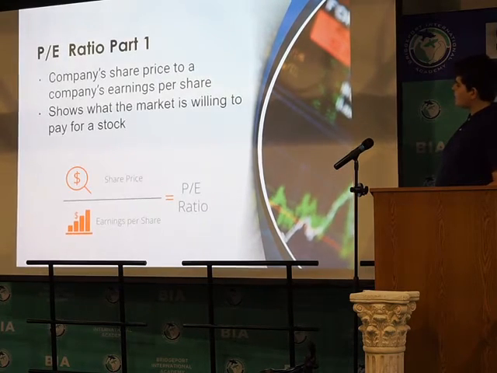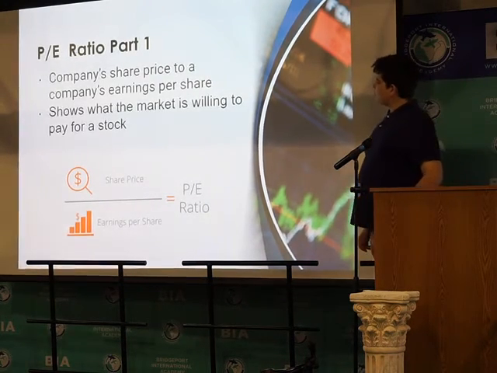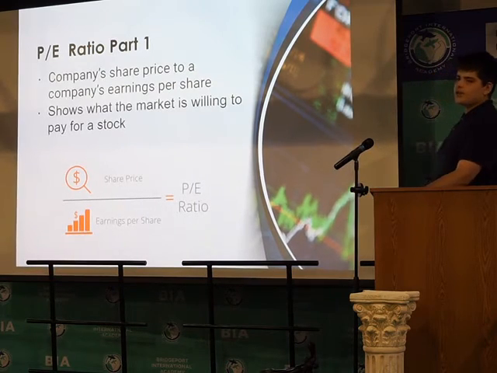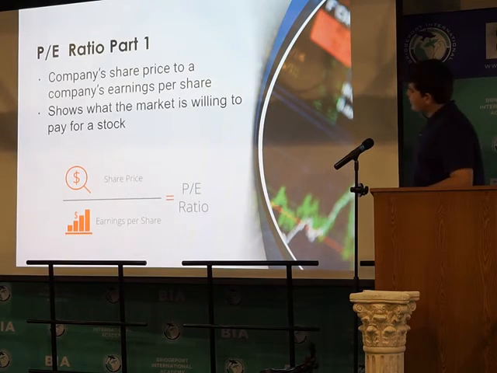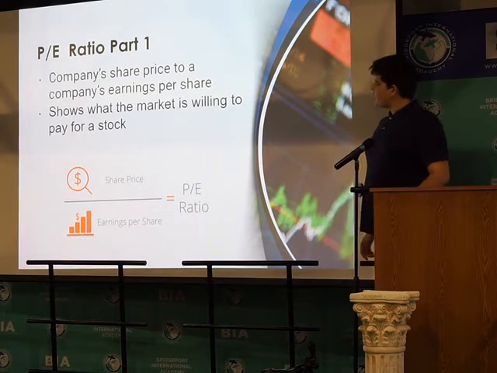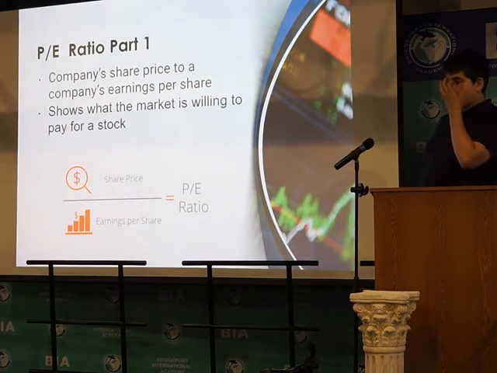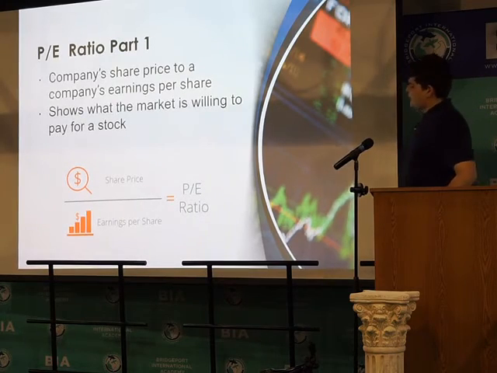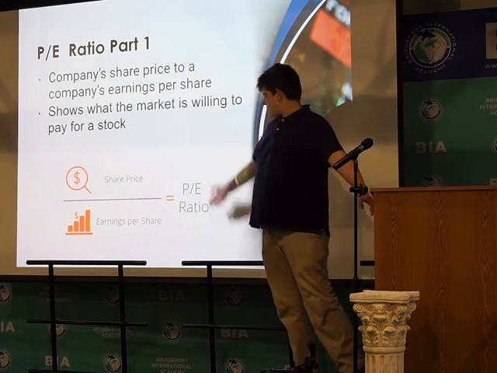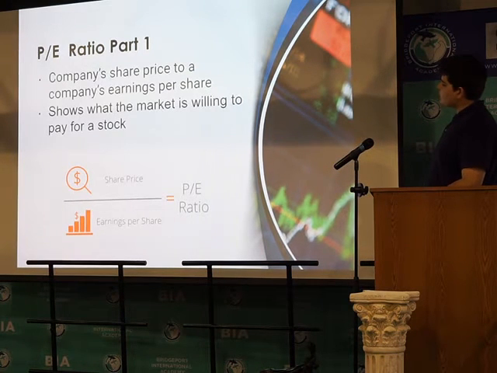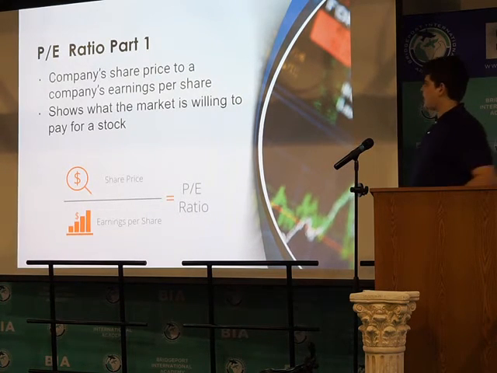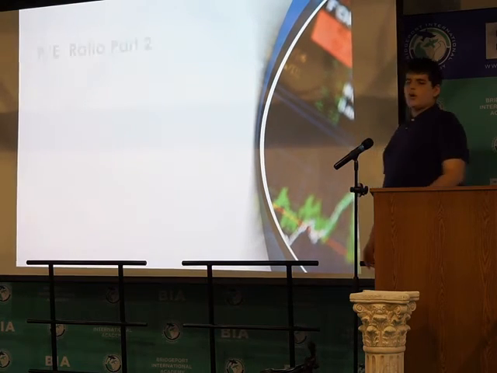P/E ratio is the price to earnings ratio. Sorry, I'm so used to talking about points. It's the company's share price to the company's earnings per share. So it's that ratio. And then, as you can see, it's the share price over the earnings per share. It shows what the market's willing to pay for its stocks. And you'll see a little bit more what that means.